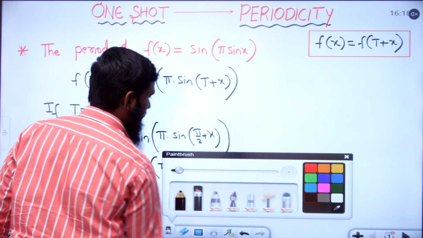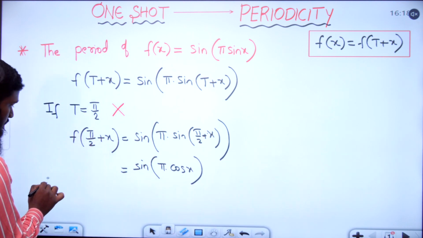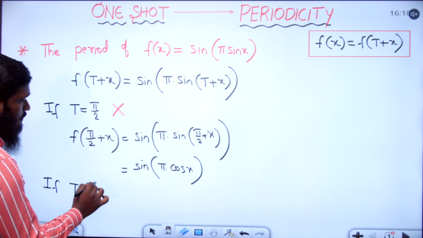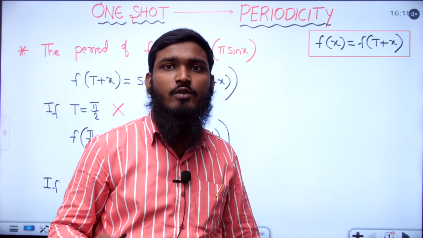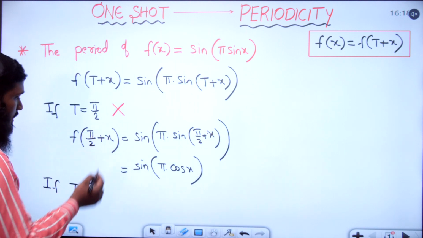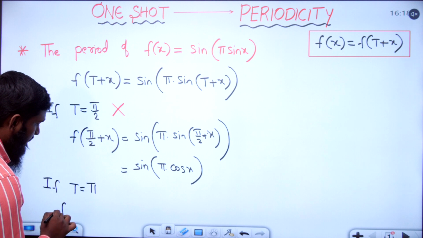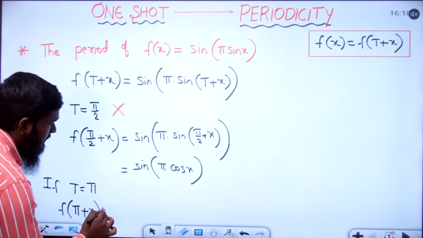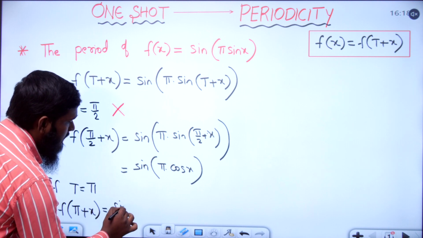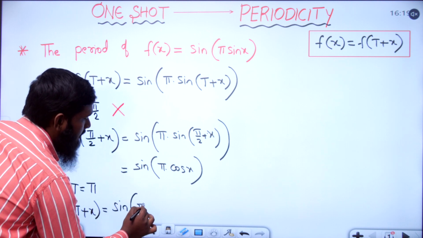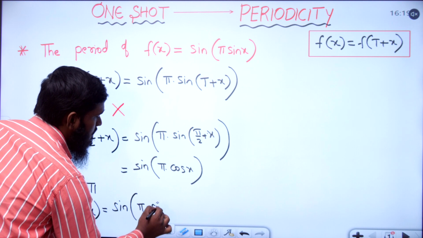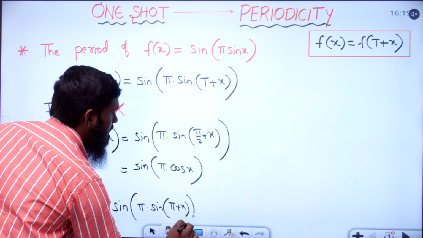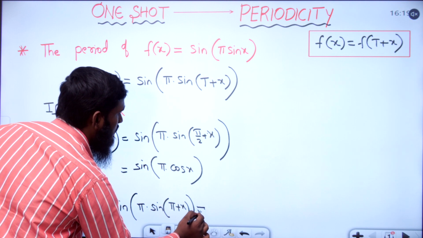Now let us take the second condition, t equal to pi. Let us substitute: f of pi plus x equals sine of pi, written as it is, into sine of pi plus x.